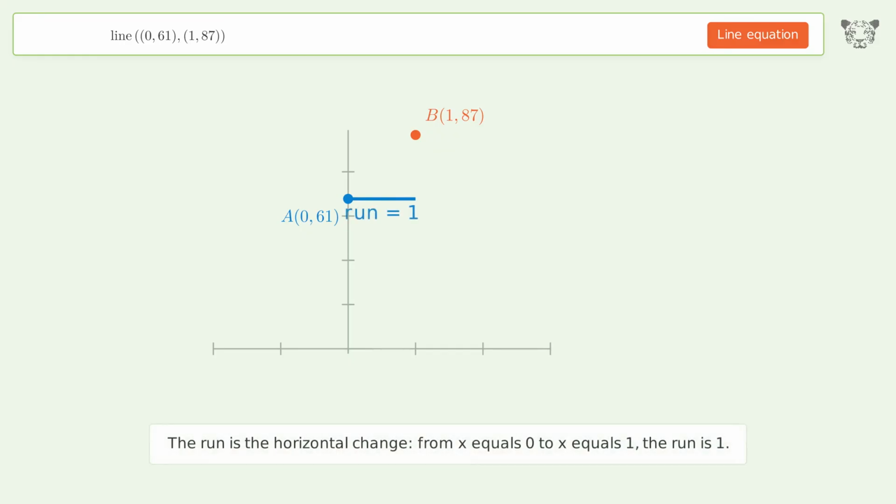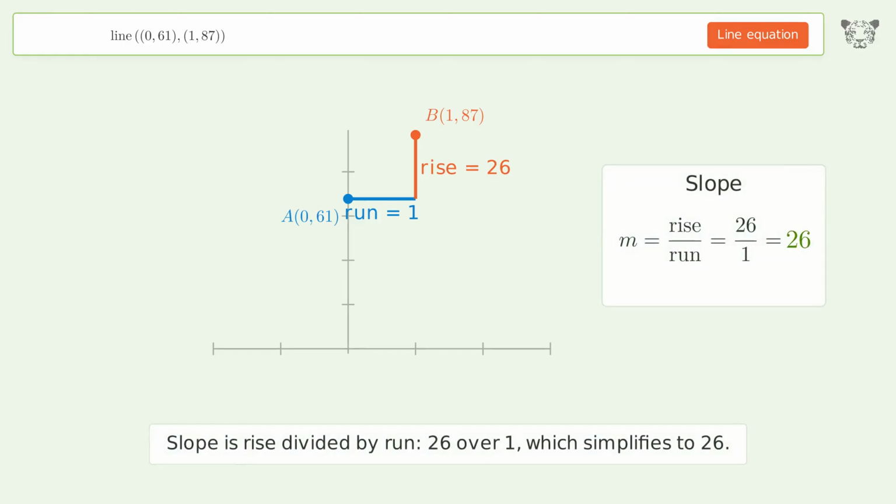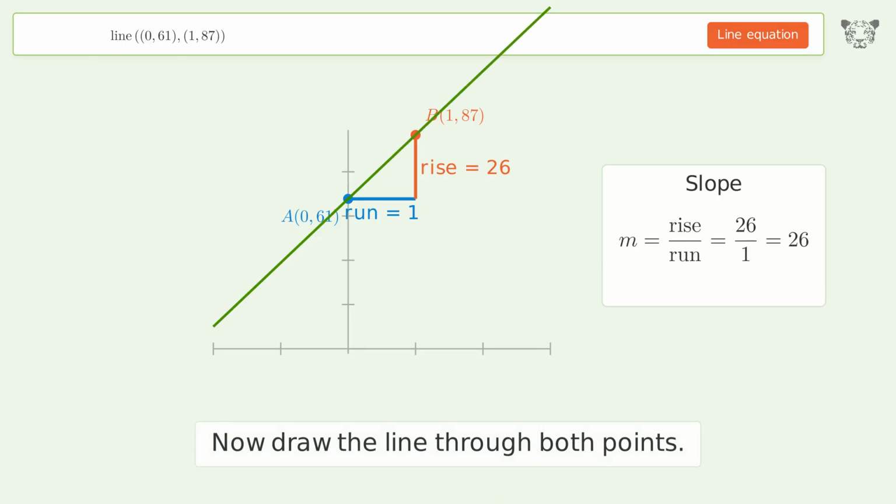The run is the horizontal change, from x equals 0 to x equals 1, the run is 1. The rise is the vertical change, from y equals 61 to y equals 87, the rise is 26. Slope is rise divided by run, 26 over 1, which simplifies to 26. Now draw the line through both points.